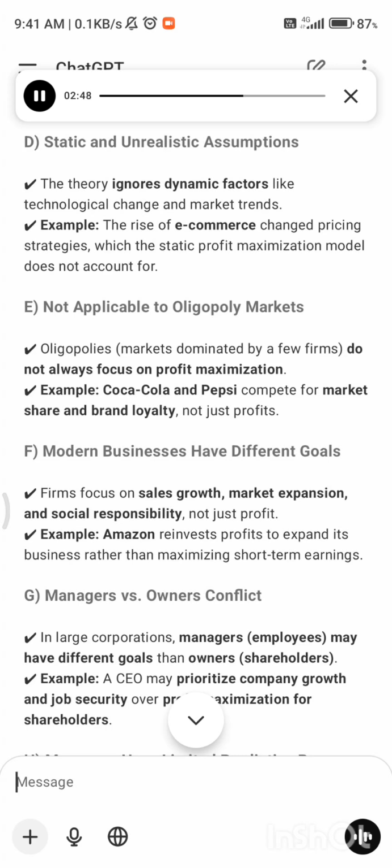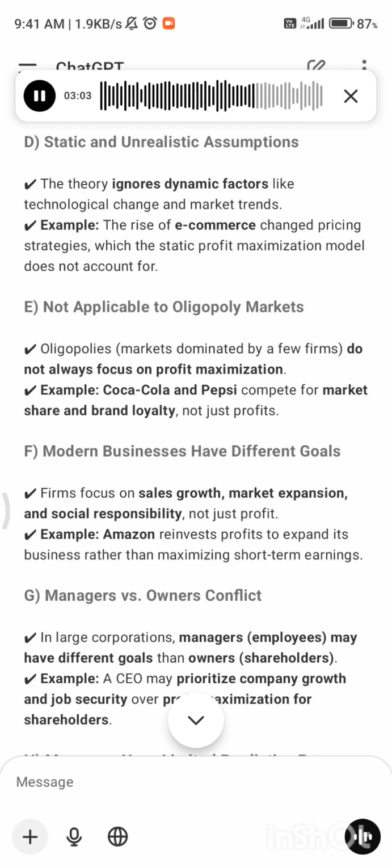E. Not applicable to oligopoly markets. Oligopolies, markets dominated by a few firms, do not always focus on profit maximization. Example: Coca-Cola and Pepsi compete for market share and brand loyalty, not just profits.